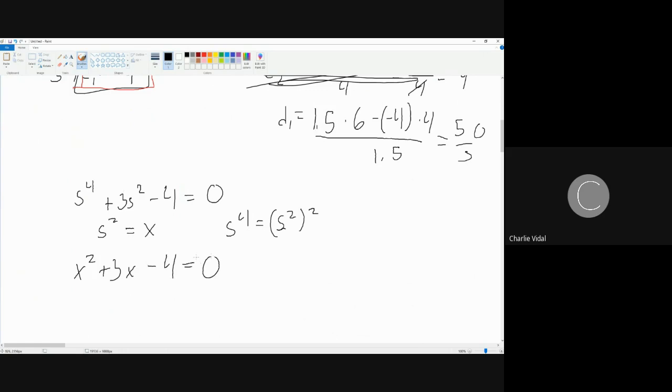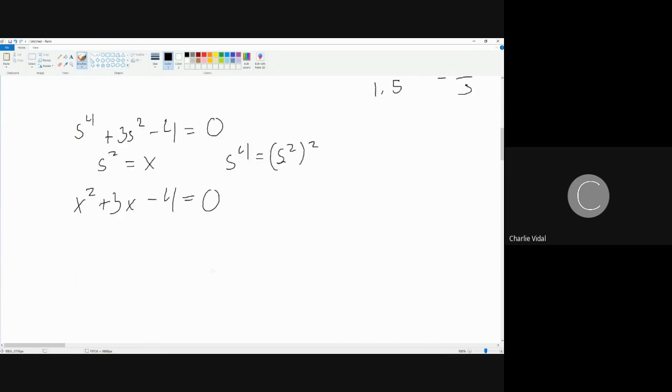This is where I messed up again. I did x plus 3, x plus 1. And that's wrong. I just made a very simple mistake in trying to factor this out.